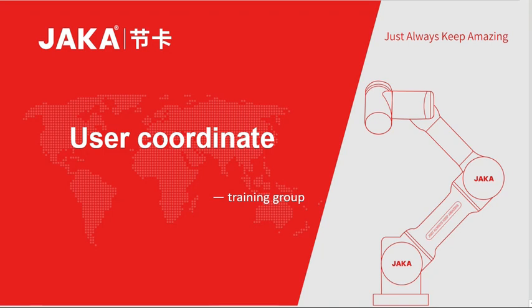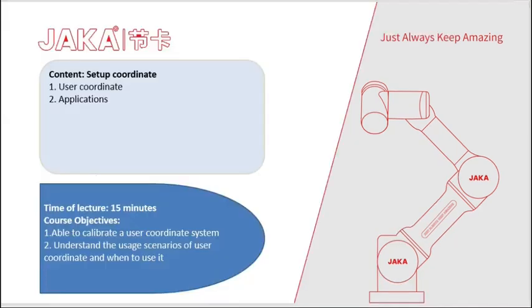User coordinate system. This lesson is mainly about the Jaka app. The user coordinate system setting mainly includes the following contents: 1. The calibration of the user coordinate system. And 2. Application scenarios for the user coordinate system.